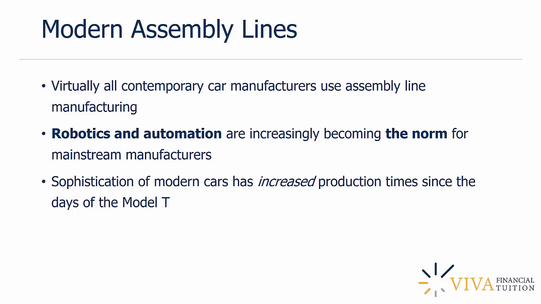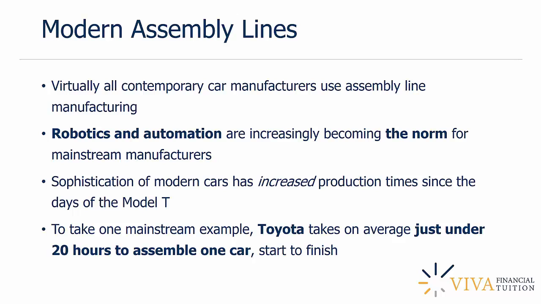But we're still seeing some very impressive results if you consider just how complex and amazing modern cars are as machines. So for example, one mainstream example, Toyota once again, takes on average just under 20 hours to assemble one car from start to finish. So less than a day to produce a car from the absolute beginning to the end. Really impressive stuff if you think about it, what goes into a car and all of the different components, electronics and all the computer components as well in modern cars.